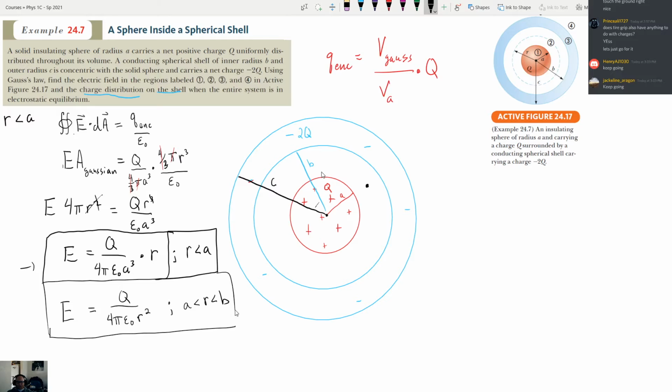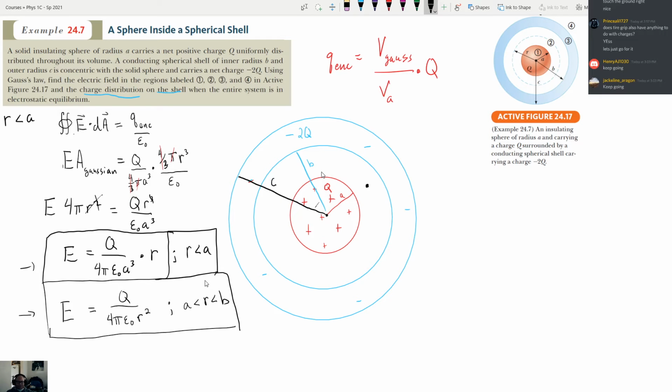And you might ask, well, what about the shell on the outside? The shell on the outside doesn't matter, because if I were to draw a Gaussian surface in here, that Gaussian surface would only contain charges from that inner portion. So, all right, again, we actually did both of these yesterday, when we talked about the electric field of a solid insulating sphere that carries a positive charge Q uniformly distributed. So we've already done those parts. It's the other part that's going to be new on this problem.